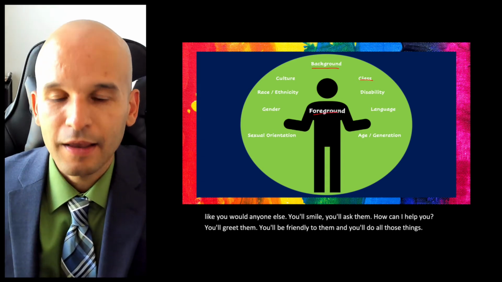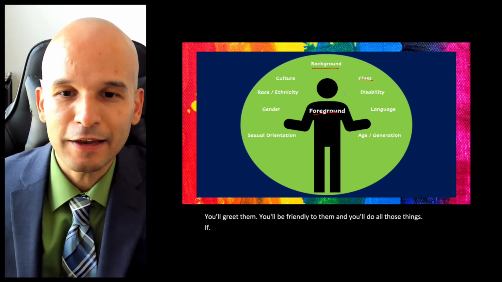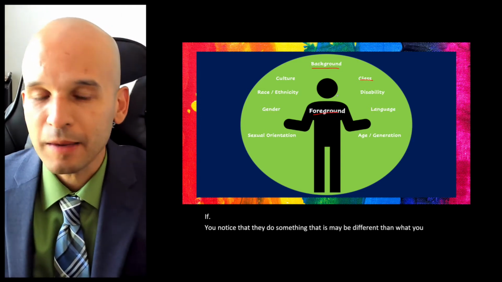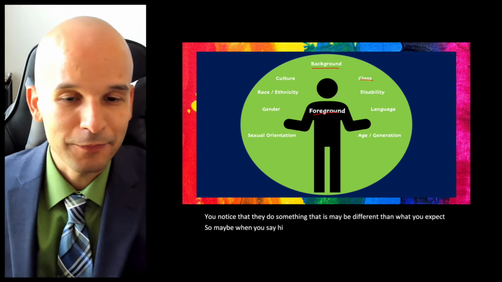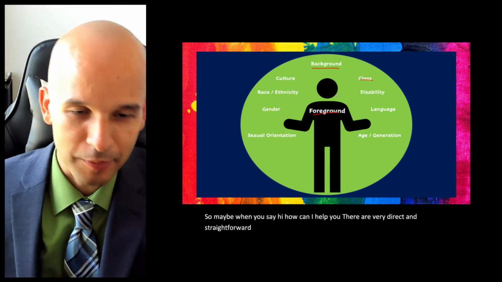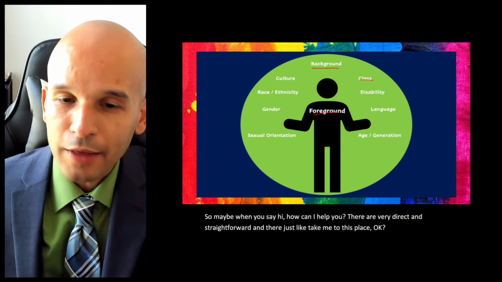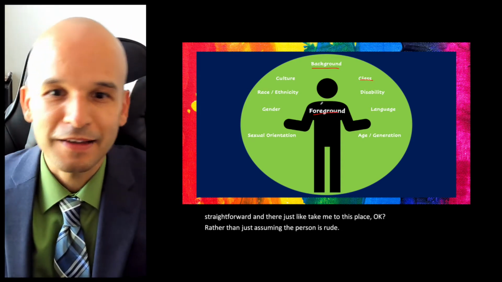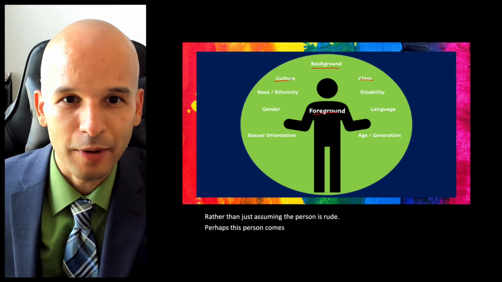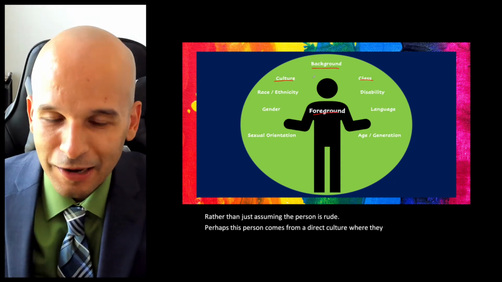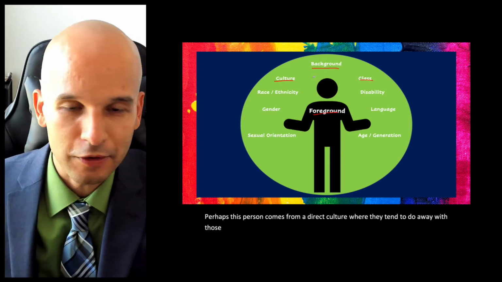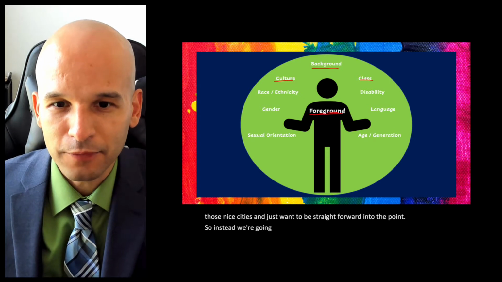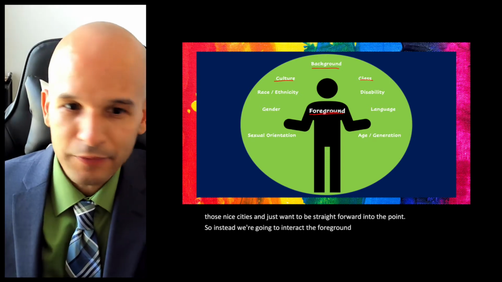Now, if you notice that they do something that is maybe different than what you expect. So maybe when you say, hi, how can I help you? They're very direct and straightforward, and they're just like, take me to this place, okay? Rather than just assuming the person is rude, perhaps this person comes from a direct culture where they tend to do away with those niceties and just want to be straightforward and to the point.